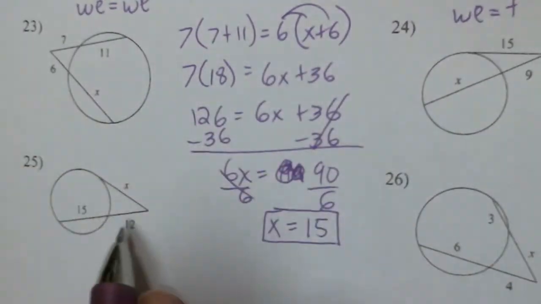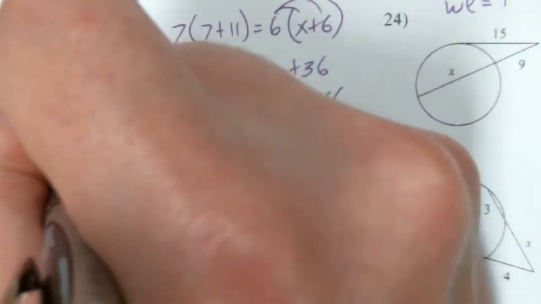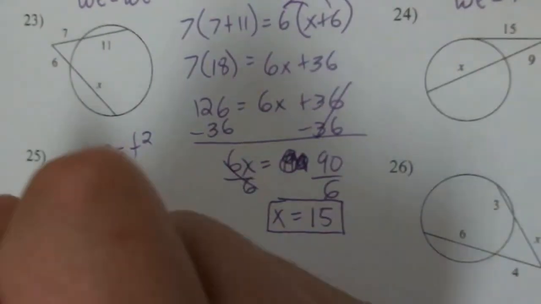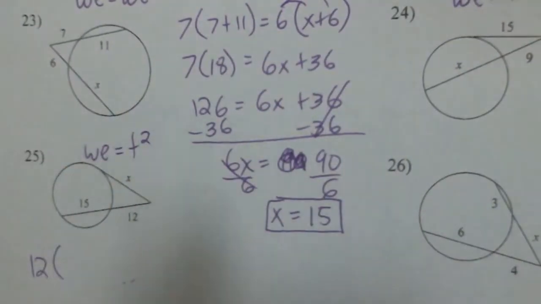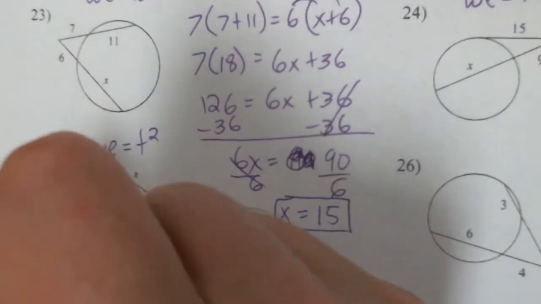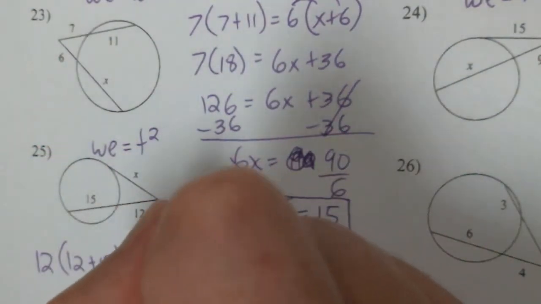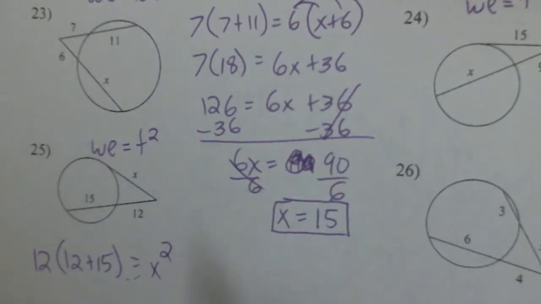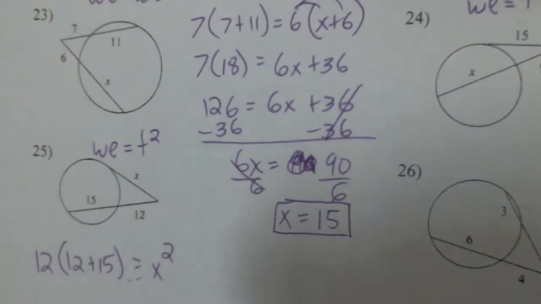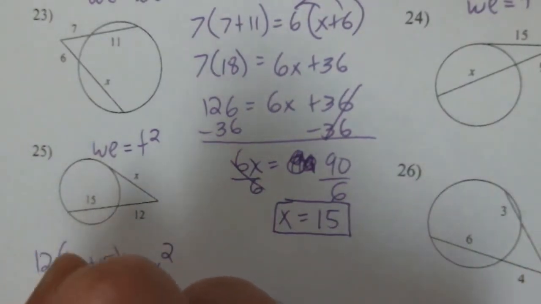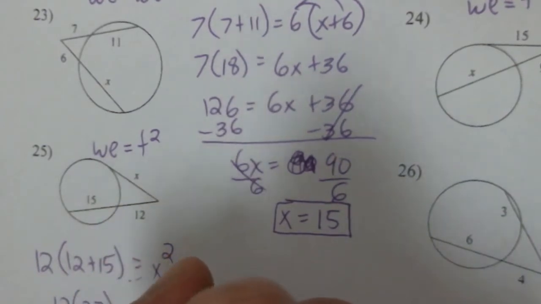So the exterior piece, and this is WET, whole times exterior equals tangent squared. The exterior piece is 12 times 12 plus 15, and that's going to be equal to my tangent squared, x squared. 12 plus 15 is 27. 12 times 27 equals x squared. So we have x squared is equal to 324.